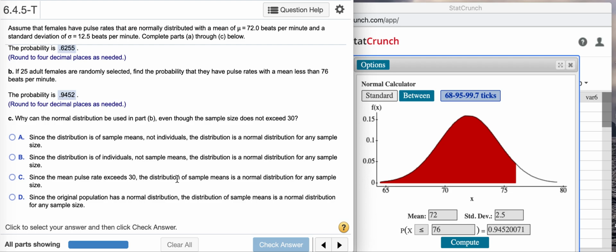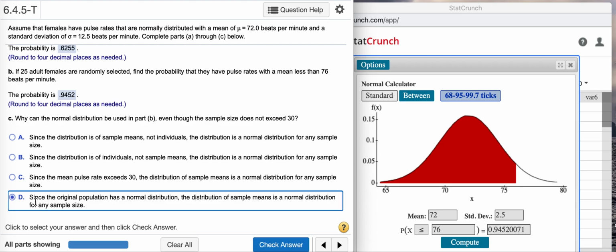All right, but in this case, what we know is the original population was normally distributed. It was normally distributed, and so any size sample will work. So if you look at option D, since the original population has a normal distribution, the distribution of sample means is a normal distribution for any size sample. So I could have sampled 5, 10, 15, 20, any number, and the sample means would have behaved normally. But that's only because the population was assumed to be normally distributed.